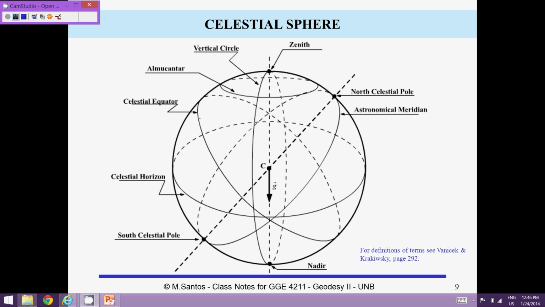Geodesy lover. So we start with a new session, and before we start talking about the coordinate systems themselves, it's usually good for us to look at the celestial sphere, because there are lots of these elements that we'll be using in our discussion.